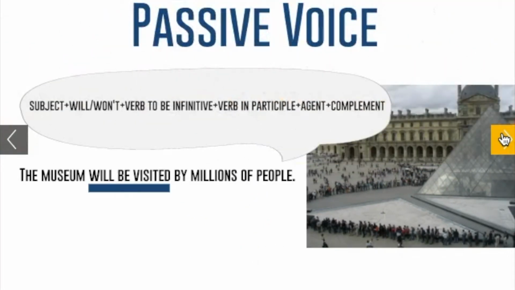Here we have, the museum will be visited by millions of people. Here, as you can see, we make emphasis on the action that is visited, and the structure goes subject, will, verb to be infinitive, verb in past participle, agent, and complement. Remember that when we use will, the verb to be has to be in infinitive.